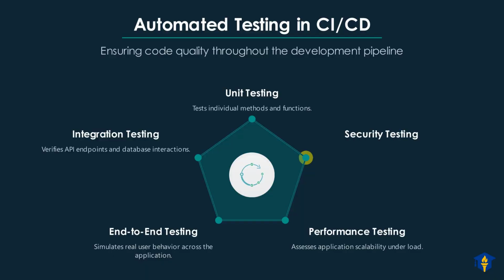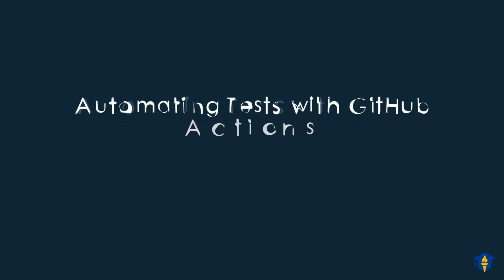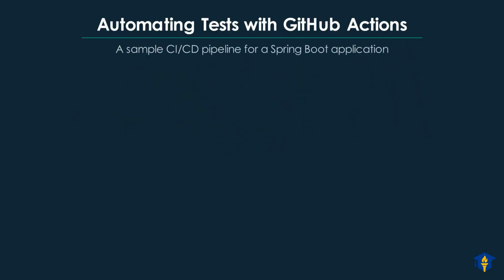Finally, security testing is paramount to protect our applications from vulnerabilities. This process identifies potential security vulnerabilities before the application is deployed to production. Let us now look at automating tests using GitHub Actions, a popular CI/CD tool. We will examine a sample CI/CD pipeline configured for a Spring Boot application.